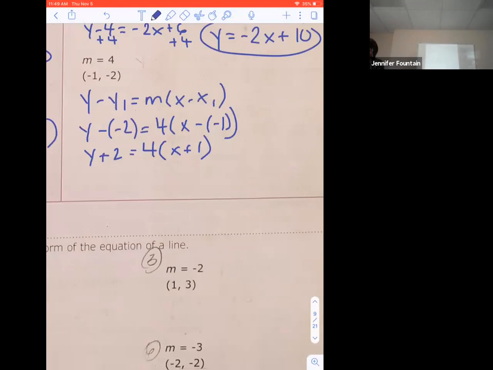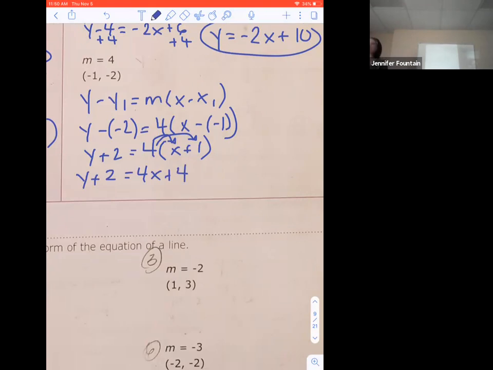Next step. Separate y, get it by itself. I'm going to distribute that 4. Okay, y plus 2 equals 4 times x, or 4 times x plus 1. That's 4x plus 4, okay, 4 times 1 is 4.